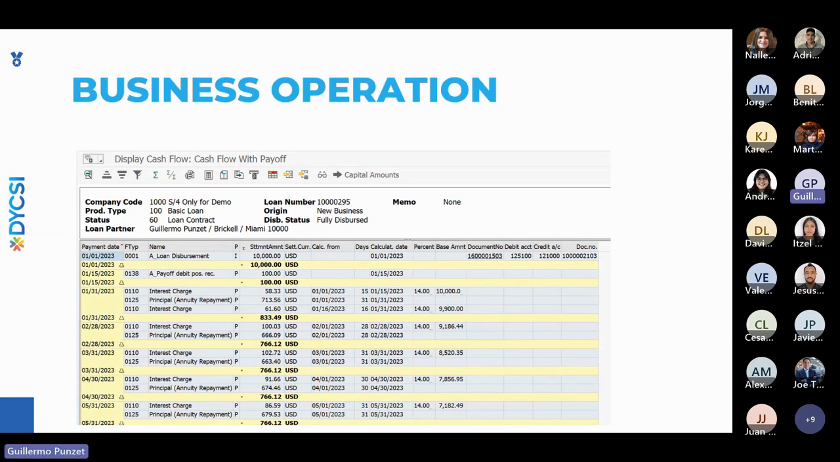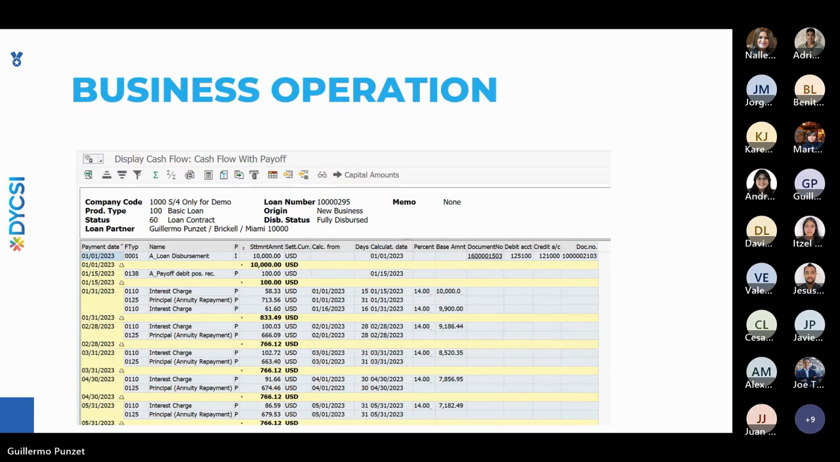And CML makes it possible to have these dynamic cash flows, so you can have many operations like pay downs, increases, and so on, and the system will dynamically recalculate the cash flow without any changes to the system coding.